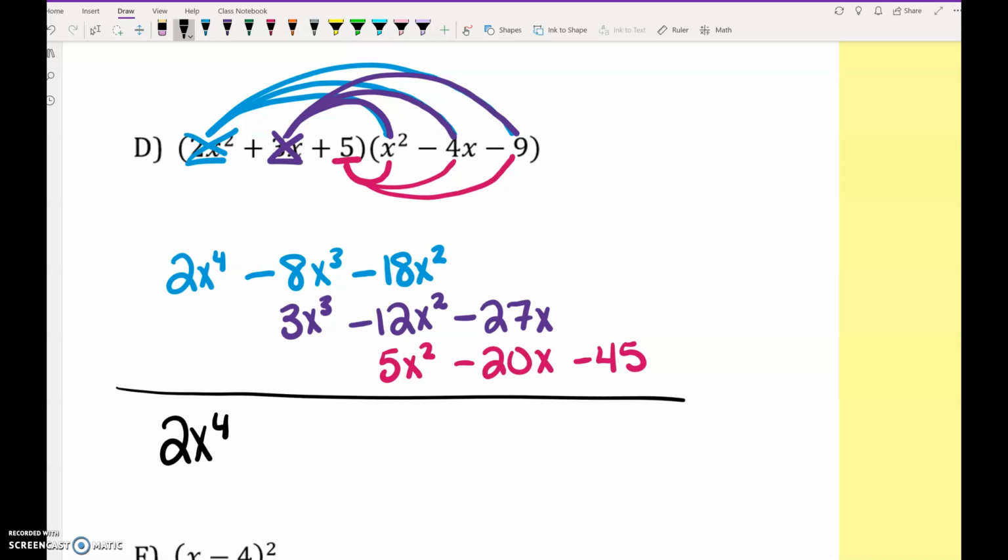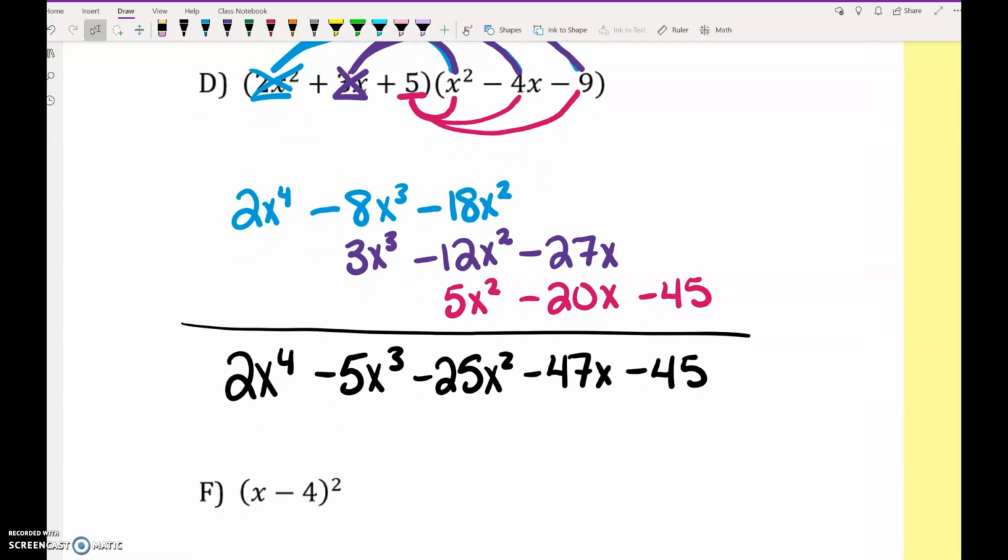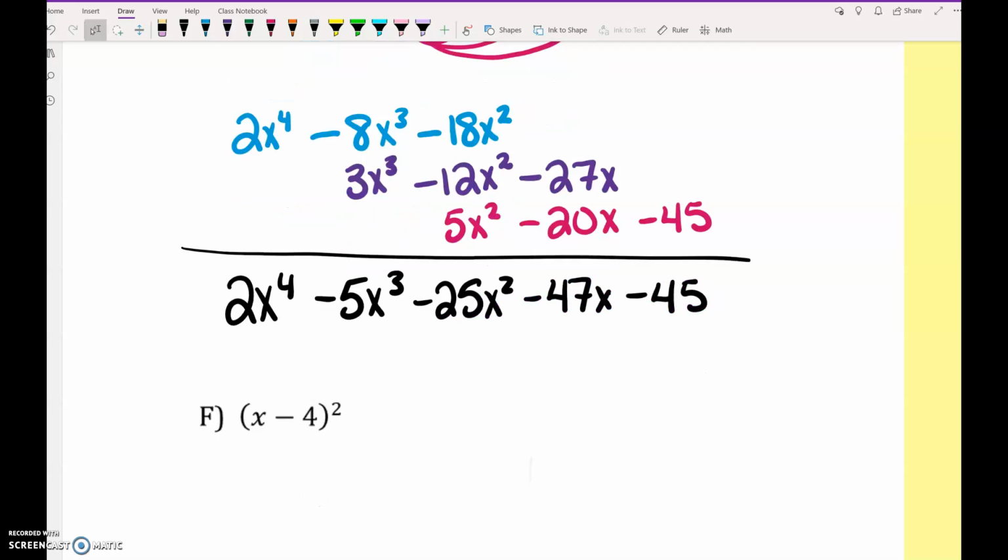You've got 2x to the fourth, negative 5x to the third. Let's see, that'd be negative 30, so negative 25x squared, negative 47x minus 45. If you end up with really big numbers and you think, oh my gosh, I must be doing something wrong because it's not right for us to have like a 45 at the end, it's fine. When you start multiplying big numbers like 5 and 9 and 8 all together, you're going to end up with bigger numbers. Okay, let's talk briefly about F and then we'll go over to E.